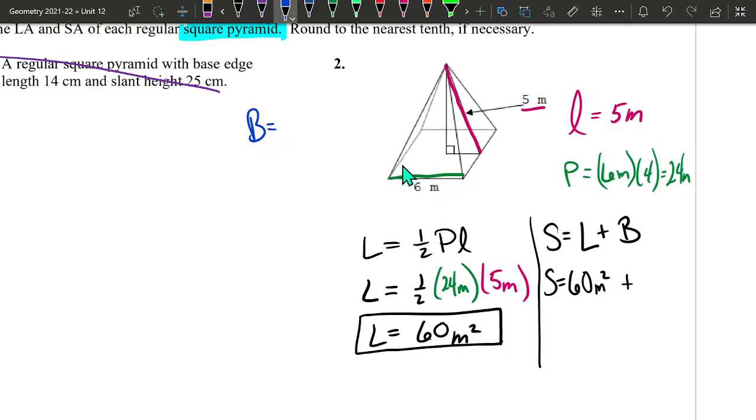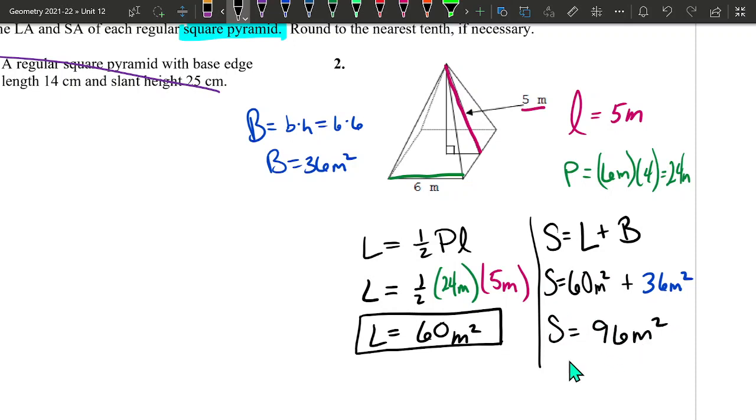So I'm going to treat a square as a rectangle because a square is a rectangle. And since this is a rectangle, it's length times width, or base times height, however you want to look at it. 6, the other side's 6, so that's 6 times 6. So the area of the base is 36 meters squared. So I have meters squared plus meters squared. Those are like terms. So the total surface area is 96 meters squared.